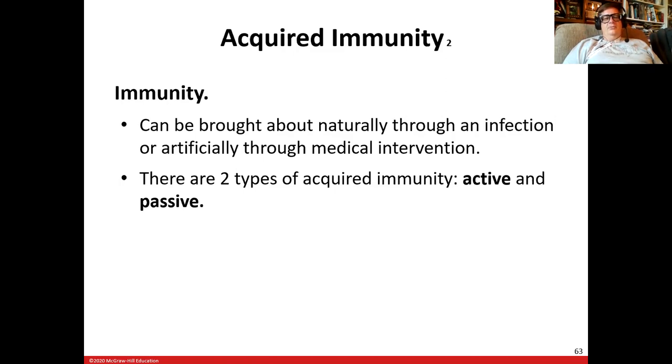Anyway, so active and passive. Active immunity would be the example where your body learns to make immune cells. Learns to make antibodies. Passive is when you are given the antibodies, but you don't make them yourself.